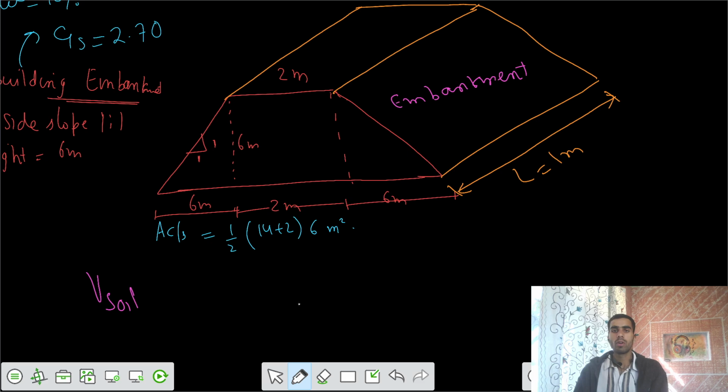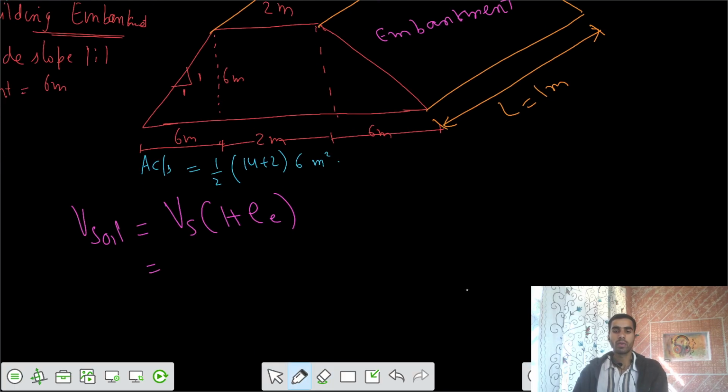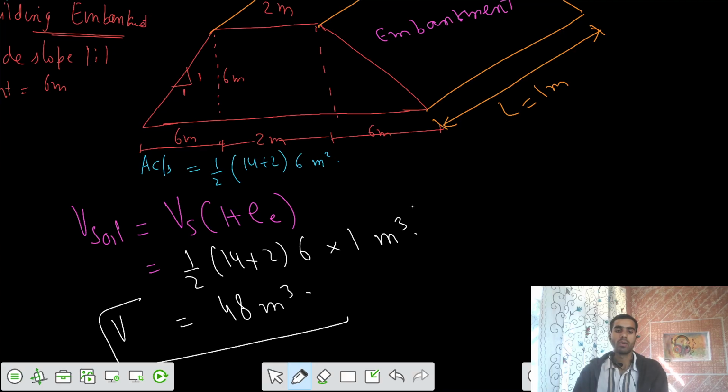What is the total volume of soil required for the embankment? That is some volume of solids into 1 plus e embankment, but what is the value of the volume of soil actually? Can you calculate the area, that volume? So this is 1/2 sum of parallel sides into the depth of 6 into the length of 1 meter. So it becomes finally meter cube. Some value of meter cube, that is 8 sixes are 48 meter cube of volume we have to use.